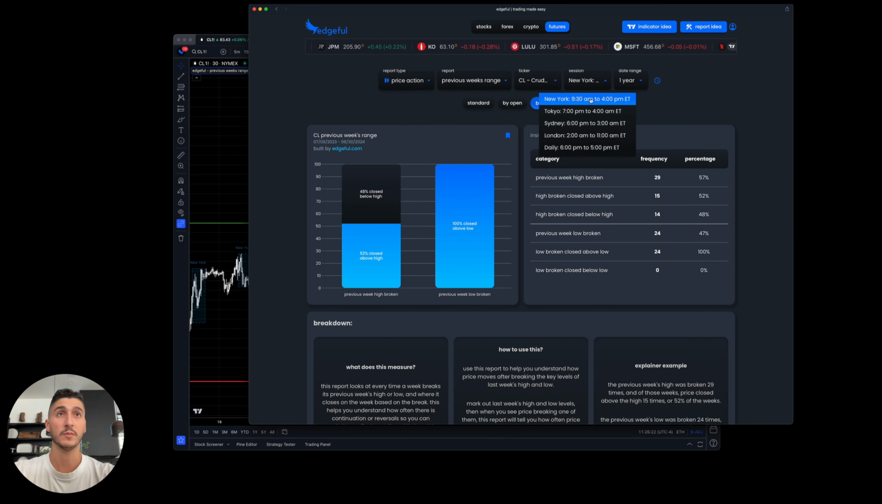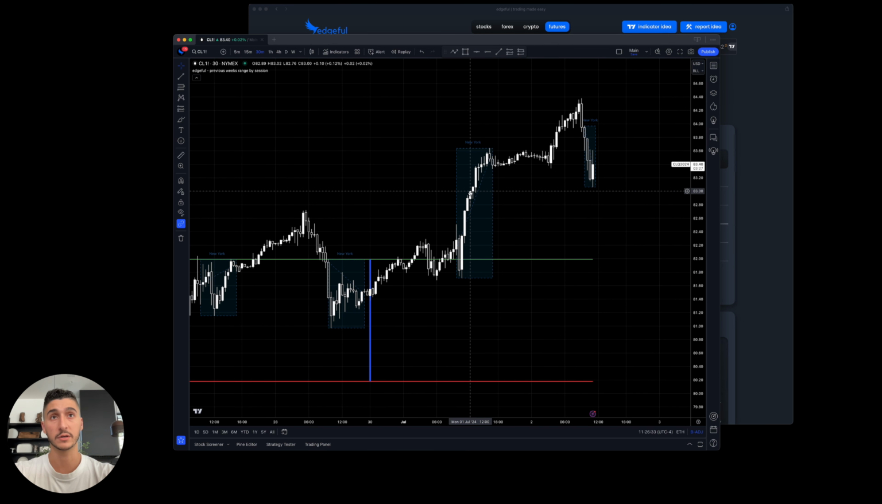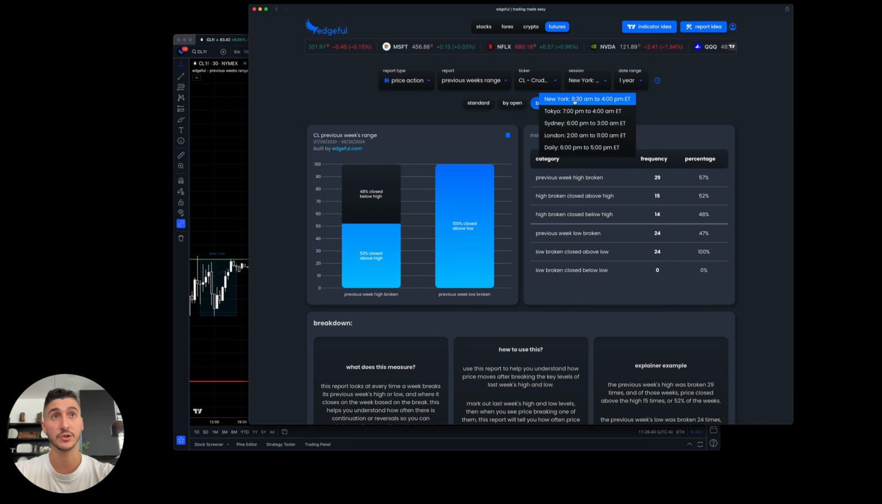So something to keep in mind when you're looking at futures, you are looking exclusively at the New York session when you are looking at this, which means you're only looking at the price action within these blue boxes. These are the New York session boxes. You're ignoring the data between them. So very important that you pay attention to what session you have selected, and that should be the one that's relevant to the time that you trade.